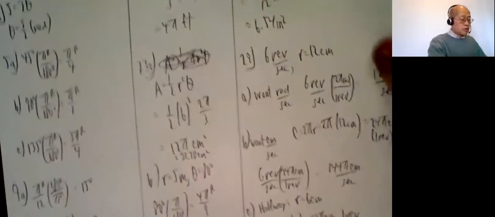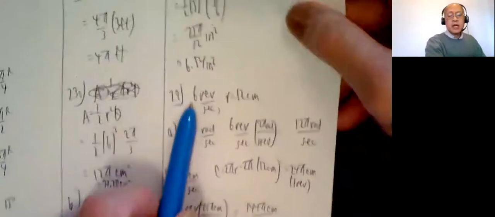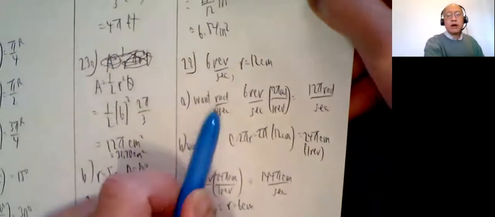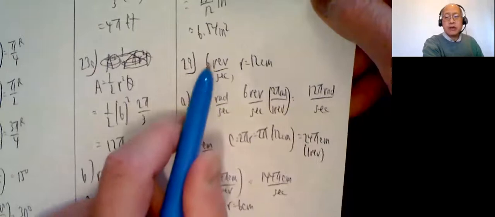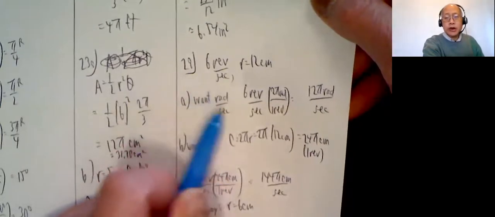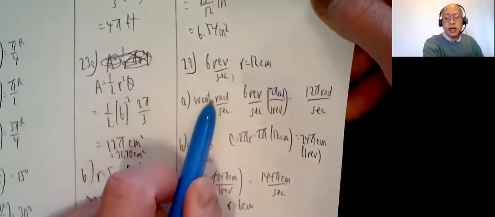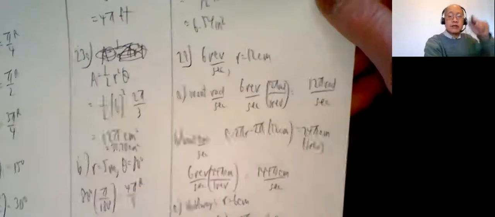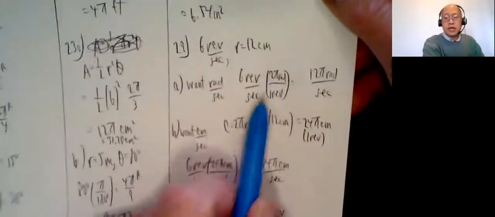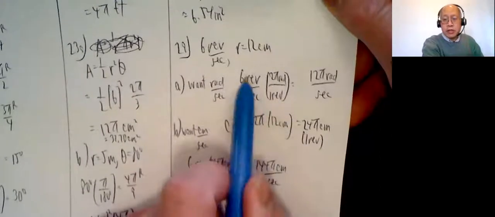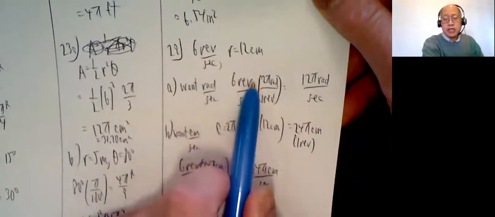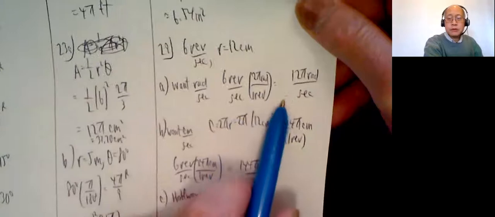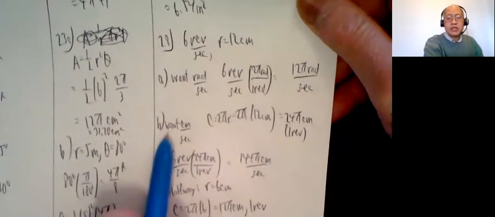Okay, so here's how you can work something like that out. 6 revolutions per second, radius is 12 centimeters. Okay, now you want radians per second. You have revolutions per second. So I need to get rid of revolutions and change it to radians. Okay, so 6 revolutions per second. I know that 1 revolution is 2 pi radians. If I go all the way around a circle, that's 2 pi radians. So this is 2 pi radians per revolution. The revolutions cancel out. So I have 6 times 2 pi, 12 pi radians per second. And that's what I want for part A.